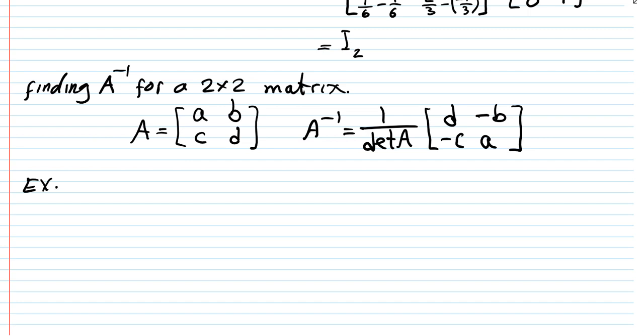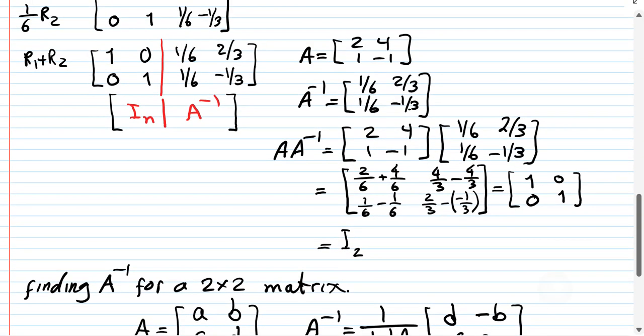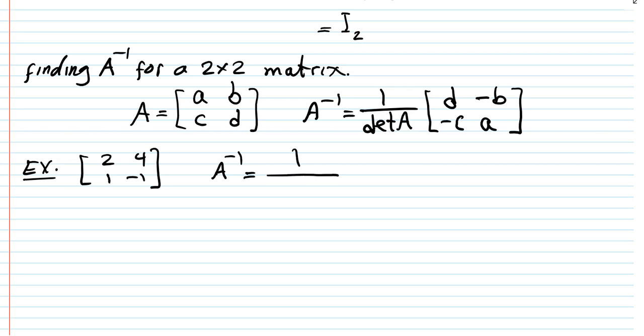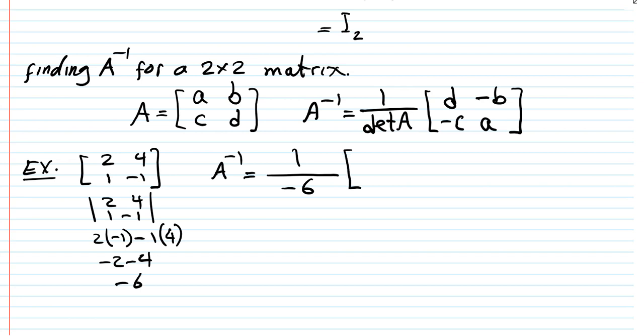So for example, the one we just did, let's do 2, 4, 1, negative 1. We want to find the inverse. So A inverse would be 1 over the determinant. Remember, determinant of a 2 by 2 is when you multiply the diagonal elements minus the product of the off diagonal. That's negative 2 minus 4, which is negative 6. That's my determinant. And then all I have to do is switch 2 and negative 1. Don't change the sign on them. We just swap these two elements.